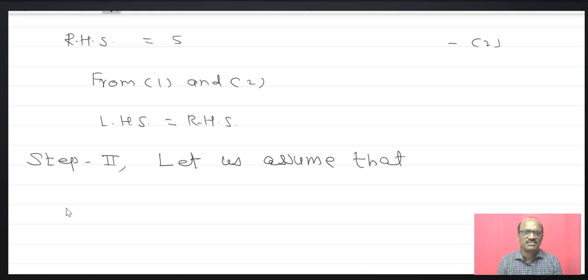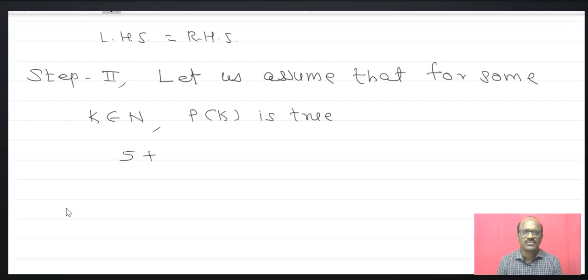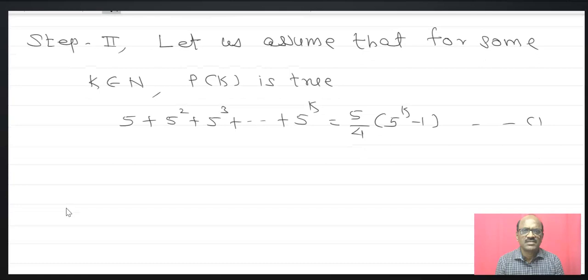Therefore, step 2. This is the assumption step. That is, let us assume that for some k belongs to N, P(k) is true. That is, 5 plus 5 square plus 5 raised to 3 plus up to 5 raised to k is equal to 5 by 4 times (5 raised to k minus 1). This is 1.